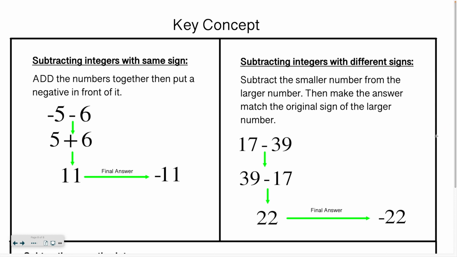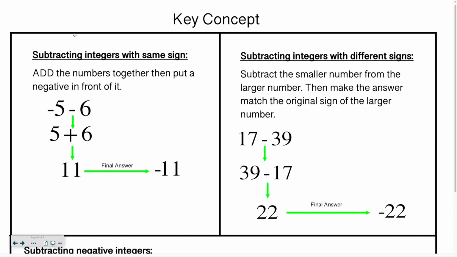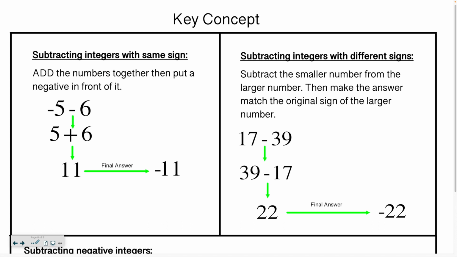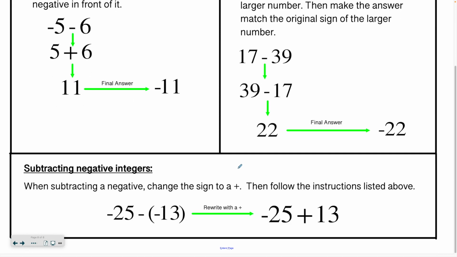And then this very last page, it's very large and spaced out, so I'm going to just slowly scroll through everything. I added a key concept page, and you can see I have subtracting integers with the same sign. I have a little example there. I have subtracting integers with different signs. You can see I have a little example there. And then I also have subtracting negative integers. So when you have those two negatives put together, you rewrite with a plus.